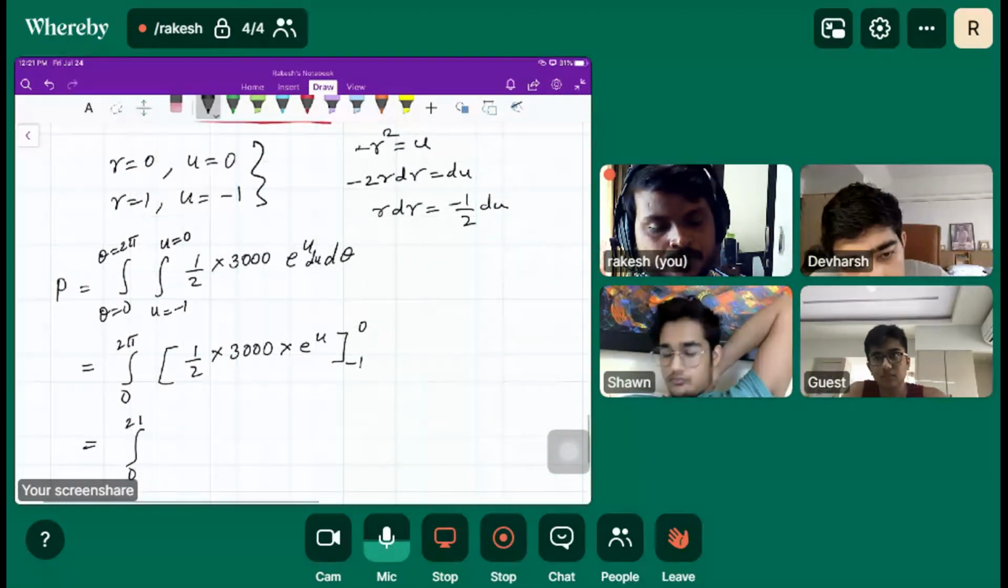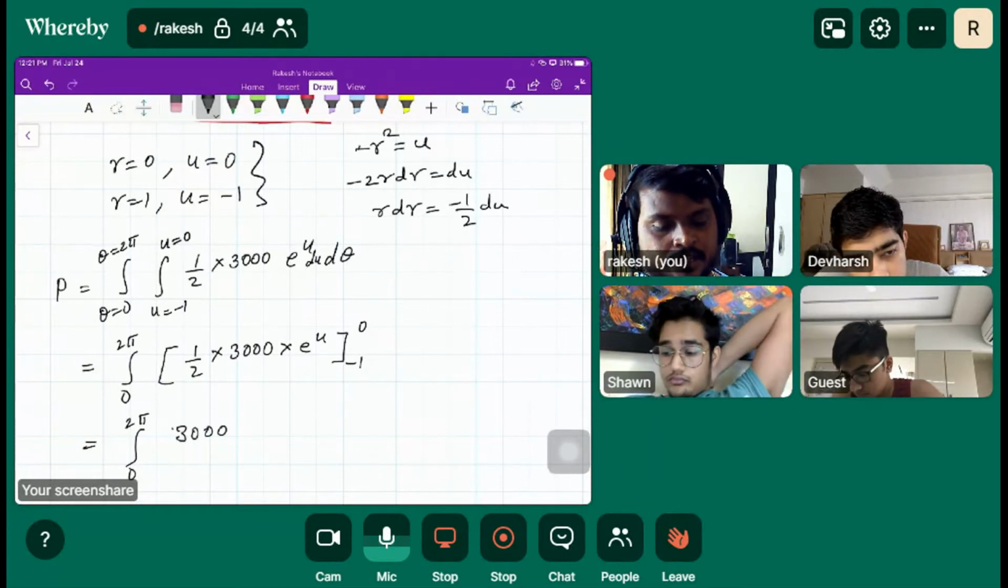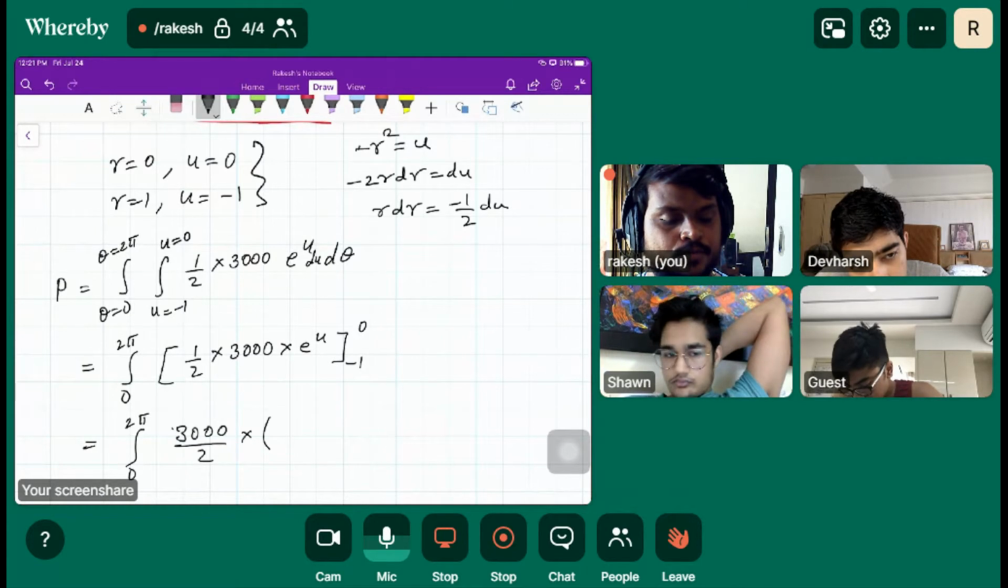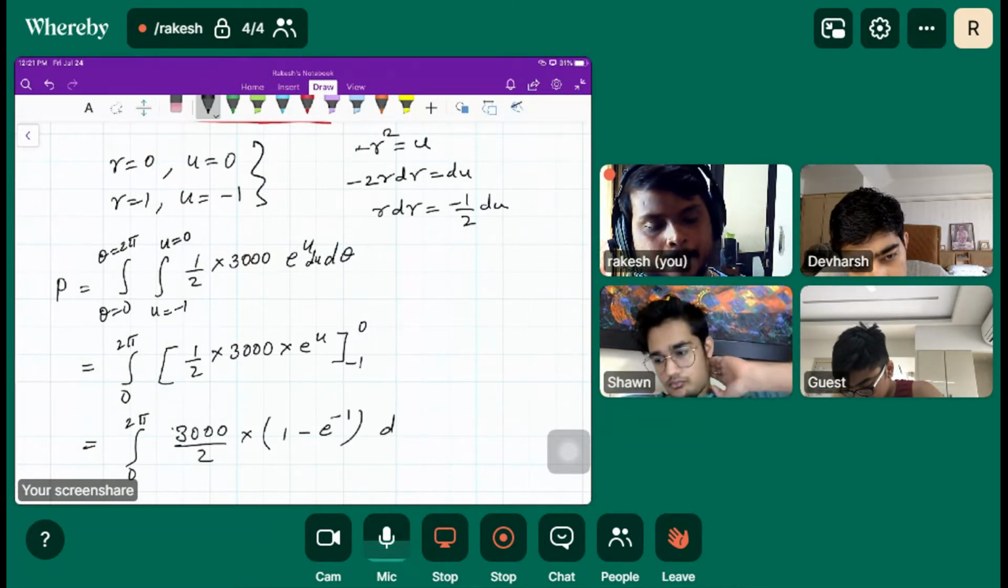So, 0 to 2 pi, 3000 upon 2. What is e raised to 0? 1 minus e raised to minus 1 d theta.